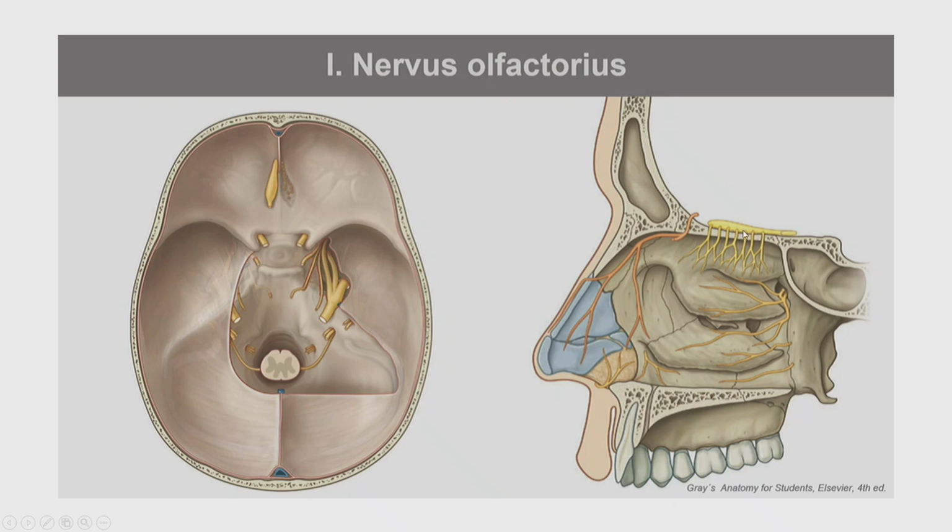they go to the brain. In the frontal lobe, you have the olfactory bulb, which has its own pathway. So this nerve is purely sensory. It has special sensory fibers, and this special sensory fiber is responsible for the perception of smell.